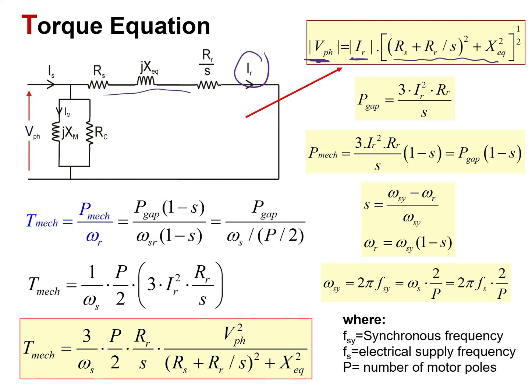So all of these in series. Remember, we are talking about the magnitude. That's why we have the square root, because this would be in a phasor form. And if we take the magnitude, we will need to take the square root.